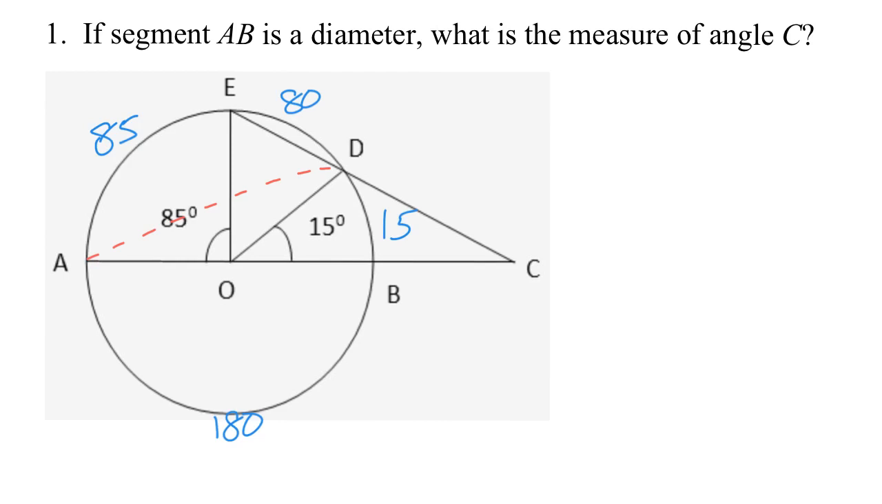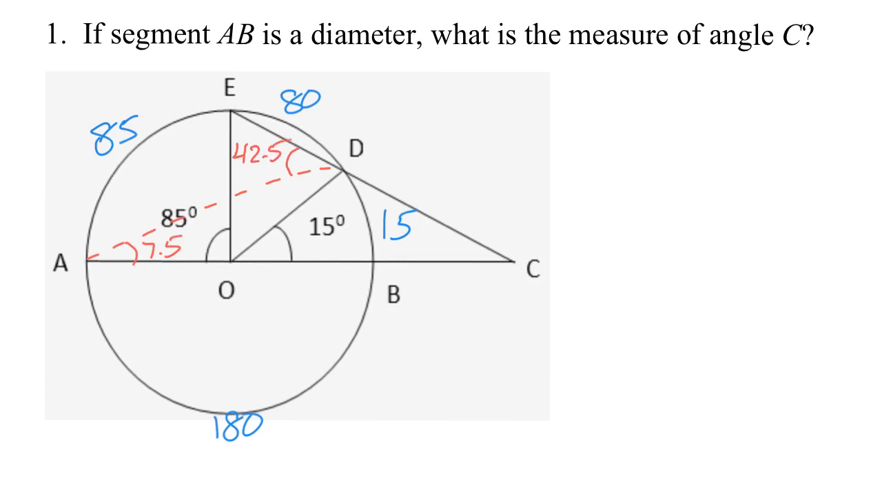So let's get cracking. We have DAC, an inscribed angle cutting off arc DB, and we know that this angle is half of the arc that it intercepts. So half of 15 is 7.5. Now let's use the other one, inscribed angle ADE. That cuts off arc AE, which is 85. So this angle right here is half of 85, and that is 42.5.